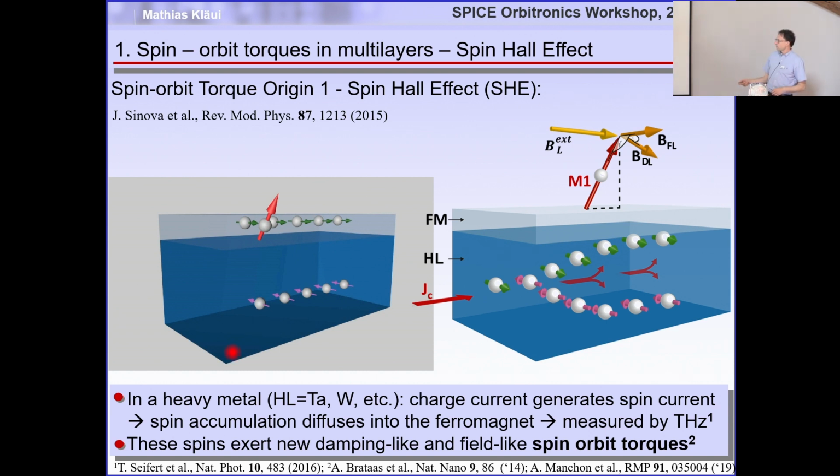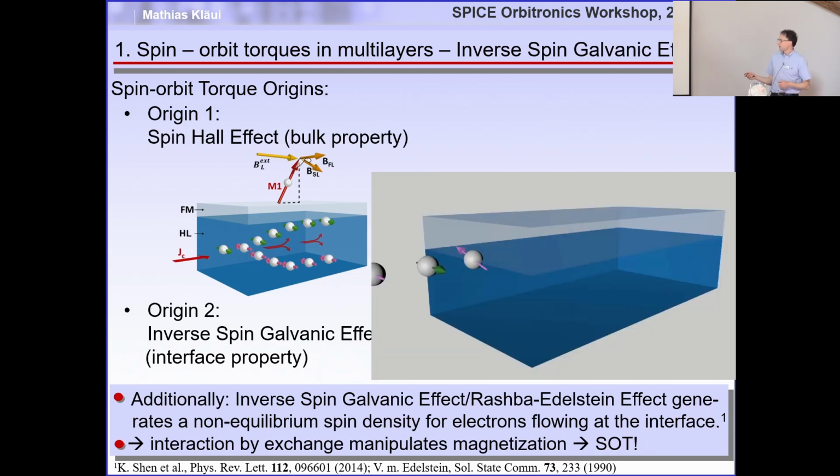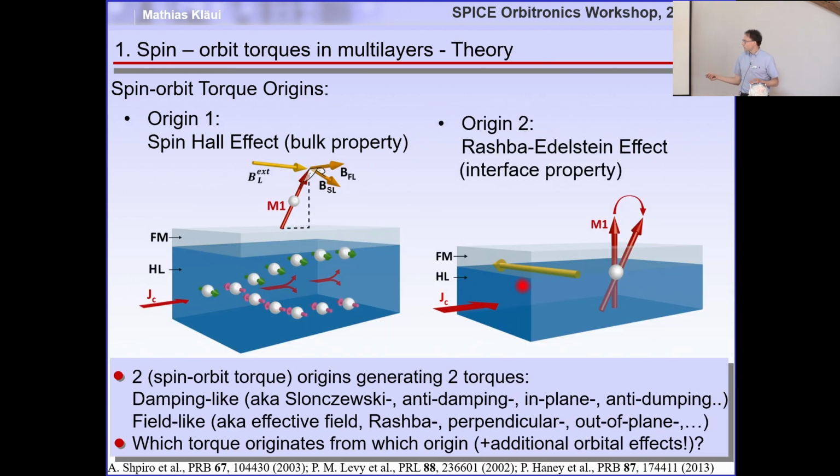Now, in addition to this bulk effect, which is the spin Hall effect, you also have this inverse spin galvanic effect or Rashba-Edelstein effect, where we have a non-equilibrium spin density that forms for current flowing at the interface, which then also exerts a torque by exchange interaction on the magnetization. So this type of torque that is exerted can also have the two symmetries of damping-like or Slonczewski-like. And now there is a lot of literature, and now for the students, some people call this damping-like torque, Slonczewski torque, or anti-damping, or in-plane, or anti-dumping, which I thought was really nice. I need to find out the paper. It's a published paper where it's an anti-dumping torque.